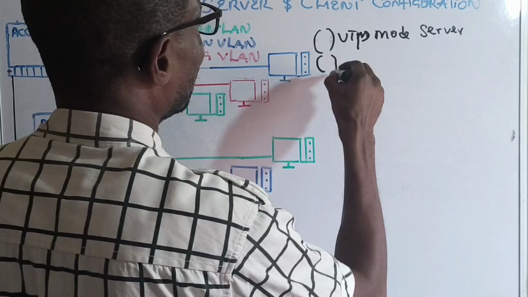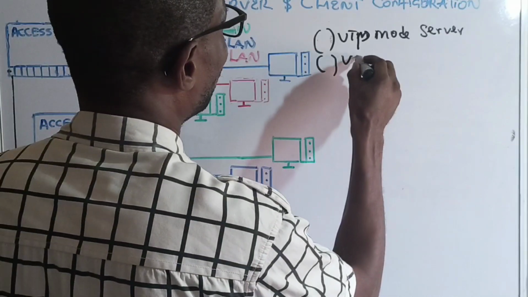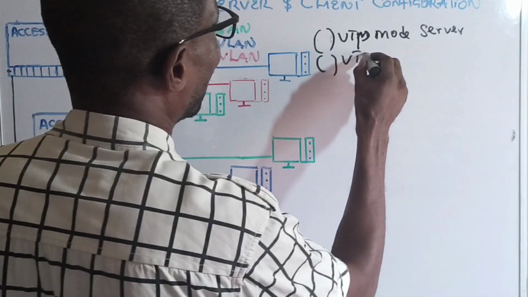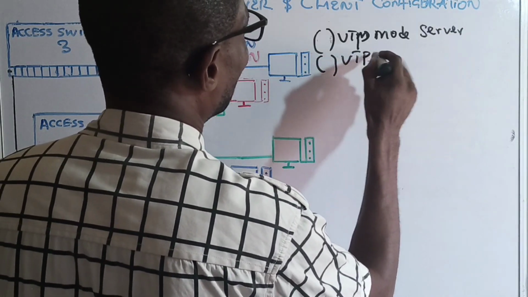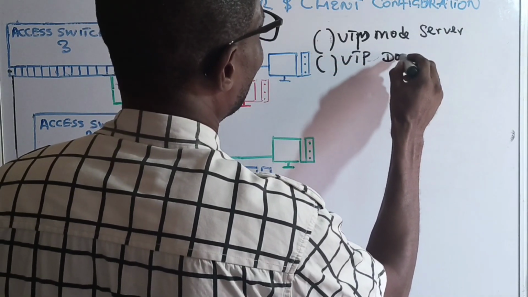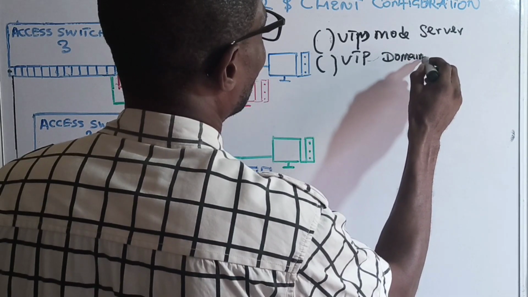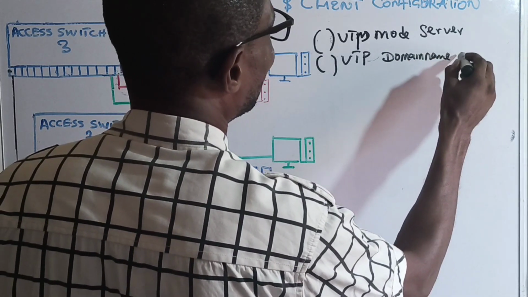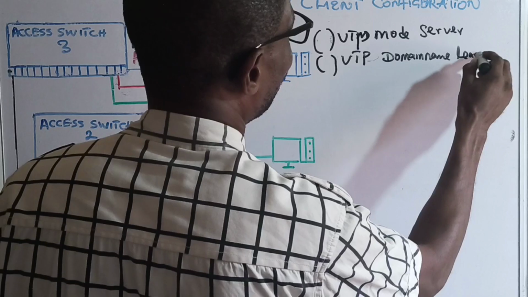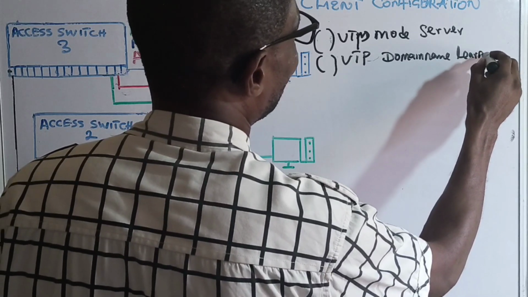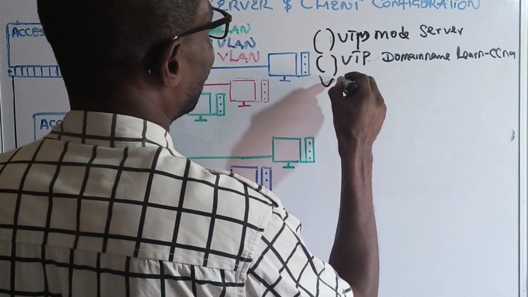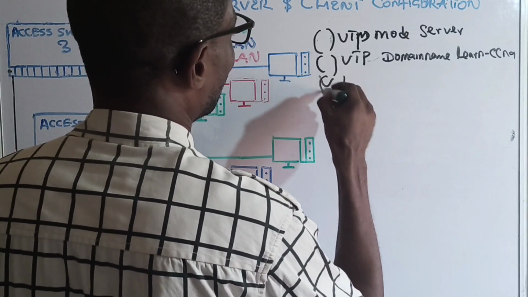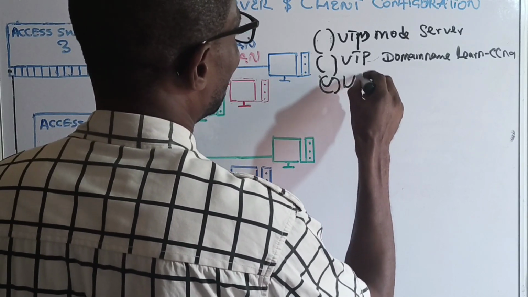You click enter, VTP domain name. The domain name is len. I just use this name. You can use any name, len CCNA. Okay, you hit enter. VTP password from global configuration mode, VTP password.